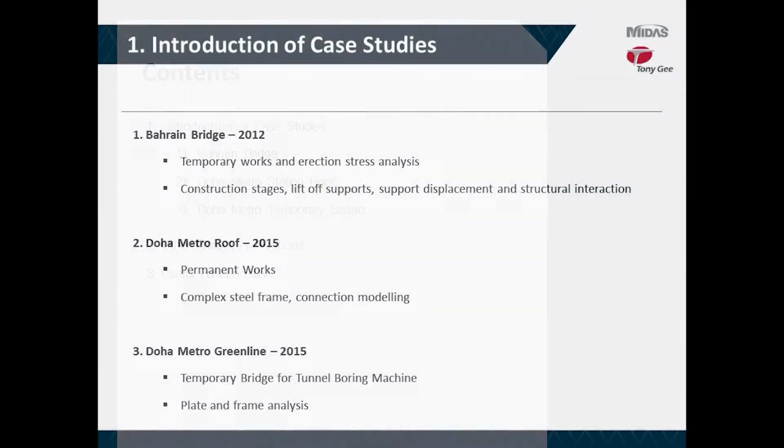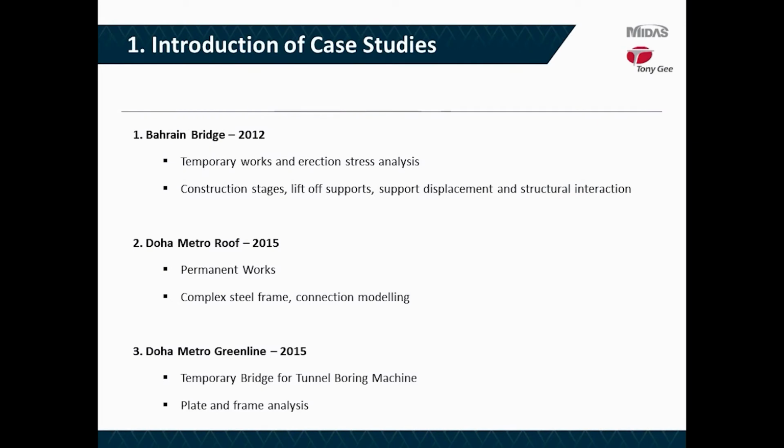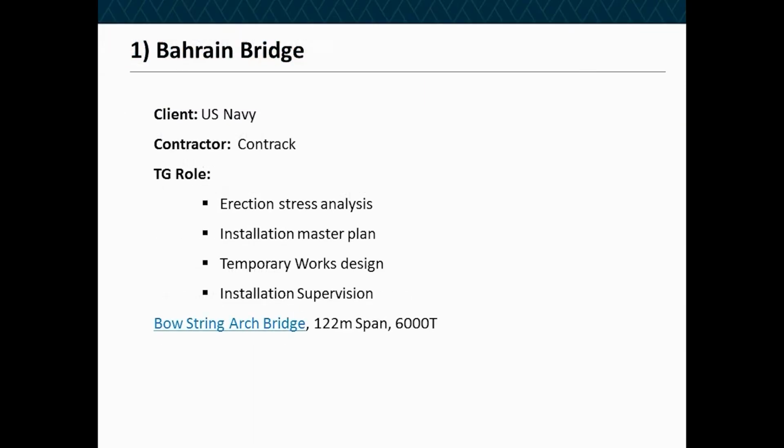Okay, so the case studies: Bahrain Bridge, Doha Metro Roof, and Green Line. And starting off with the bridge. So this bridge is a steel bowstring arch bridge, but the quirky part about it is that the deck is actually concrete. It's a post-tensioned concrete deck, transversely and longitudinally, with a steel girder for the arches, and then tension, obviously, hangers for the cables.